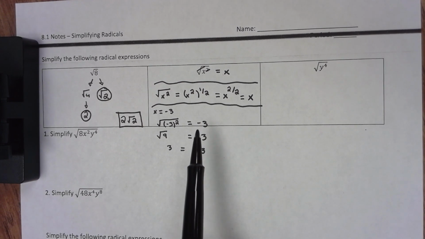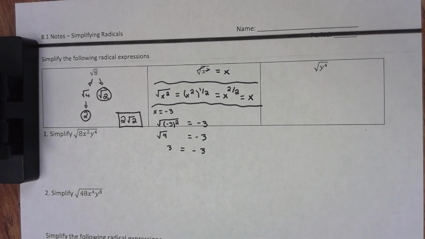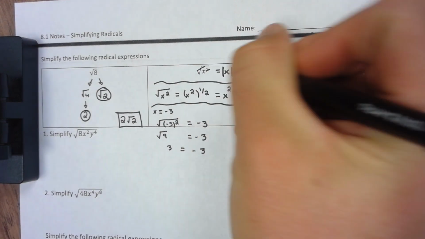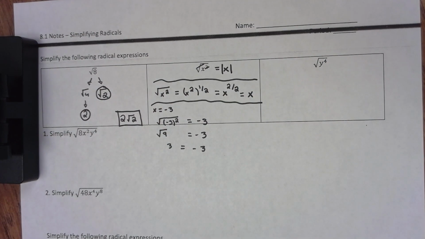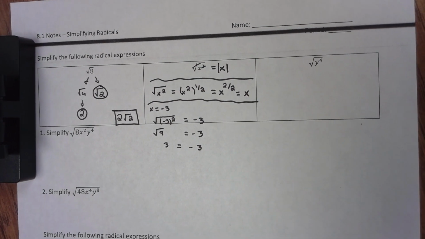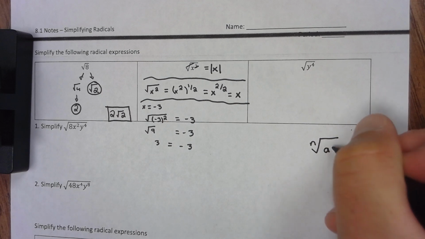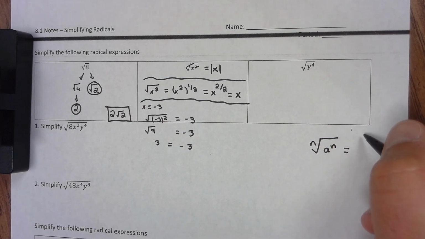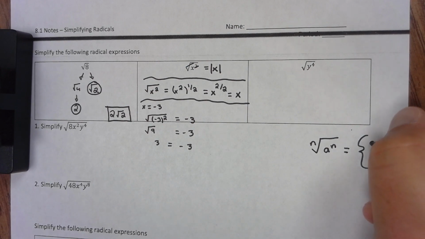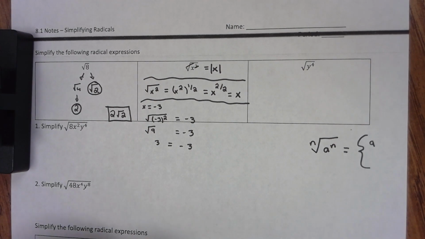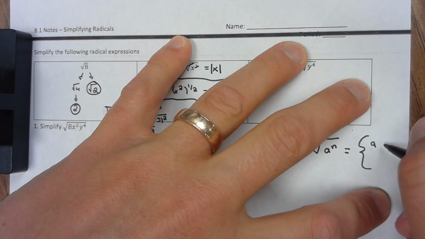Somebody think off the top of their head, what can I do to any number to make it positive? Take the absolute value of that number. So really what happens here, we need to say that the square root of x squared is equal to the absolute value of x. Now, how are you supposed to know when to apply the absolute value? Here's that property. If we are taking the nth root of a to the power of n, that is going to equal a, just the most basic version of it without the absolute value brackets, if n is odd.